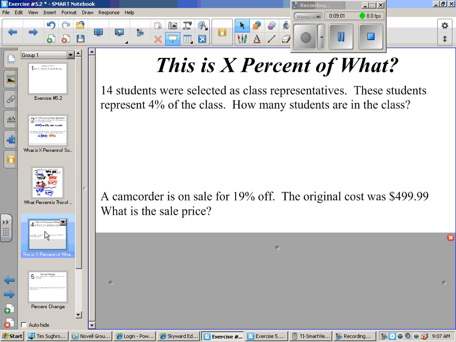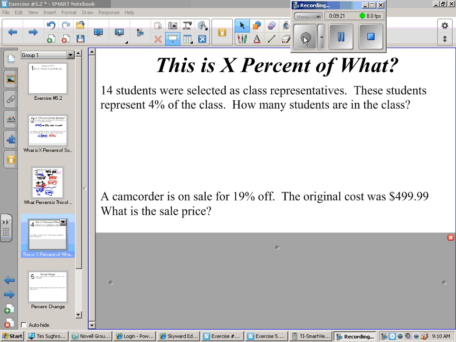Example number 4. This is x percent of what? So here's 2 problems. Go ahead and write these down. Then we'll do it. We have 2 more slides. Then we'll be done, and we'll do the homework from yesterday. All right, the first word problem here says 14 students were selected as class representatives. These students represent 4% of the total class. How many students are in the class?